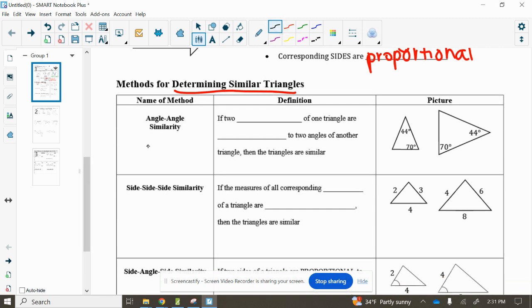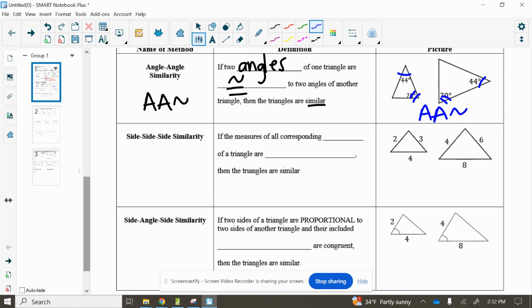The first is called angle-angle similarity. So basically what we can say is if 2 angles of one triangle are congruent to 2 angles of another triangle, then that's enough information to say these triangles are similar. So in our first example, we have a 44-degree angle, a 70-degree angle. Since we have 2 pairs of angles congruent, these triangles are similar by angle-angle. Basically, angle-angle is enough in triangles because all of the angles in a triangle have to add up to 180, so we know those remaining angles would be the same.